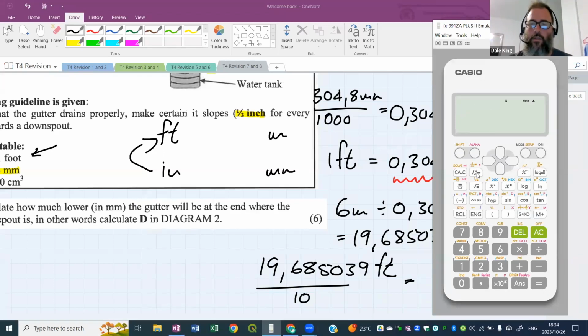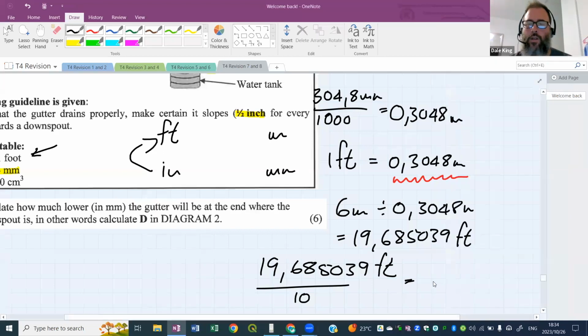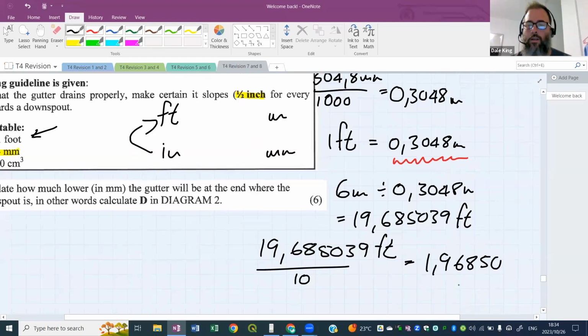So I'm going to say, how many 10 feet sections do I have in 19.68 something something? What's going on here? I need to divide by 10. 1.9685039. I'll leave it like that. All right. No, I'm not going to round off yet. It's not the end of the question.